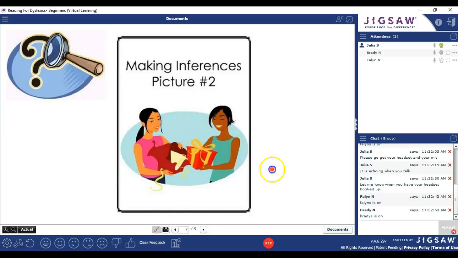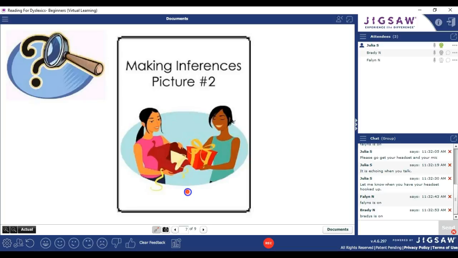What do you think is happening in this? What do you think is going on in this picture? They're opening presents. Both of them have presents, right? This one has a present and this one has a present. So what do you think if they exchanged presents? What do you think is going on?